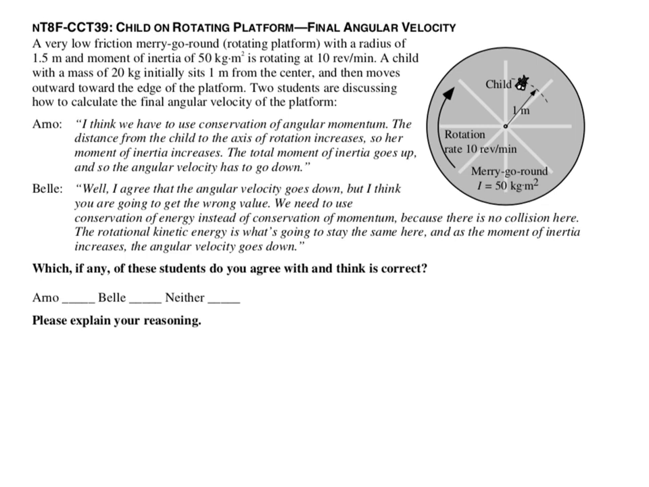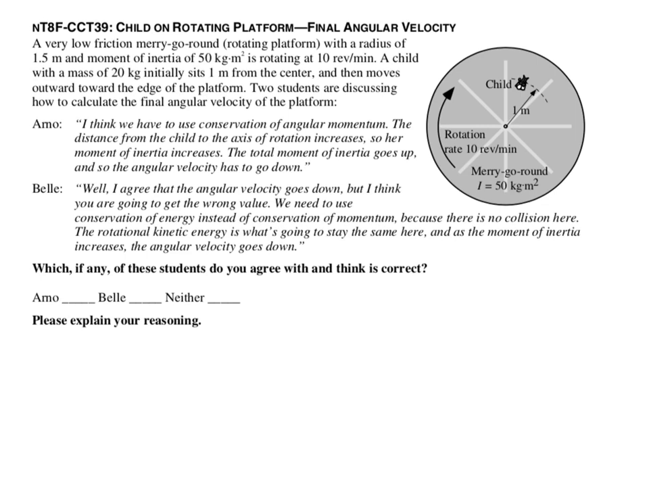Two students are discussing how to calculate the final angular velocity of the platform. Arno says, I think we have to use conservation of angular momentum. The distance from the child to the axis of rotation increases, so her moment of inertia increases. The total moment of inertia goes up, and so the angular velocity has to go down.